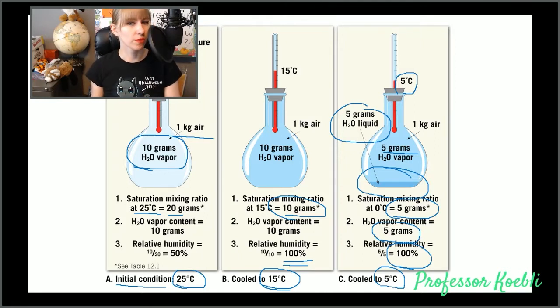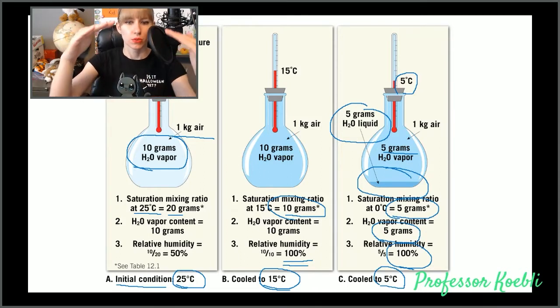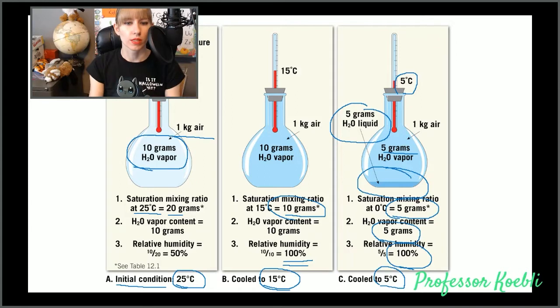Still 1 kilogram of air. Now the saturation mixing ratio at 5 degrees is 5 grams. The maximum amount of water vapor we can have in the air is 5 grams. We still have 10 grams of water in here. So what you'll see at the bottom is 5 grams of water as a liquid on the bottom of the Erlenmeyer flask. Because we've dropped the temperature and the saturation point is now 5 grams of water, that other 5 grams of water needed to literally fall out of the air, forming water at the bottom. That's how rain works. Now we have 5 grams remaining, meaning we are at 100% humidity.